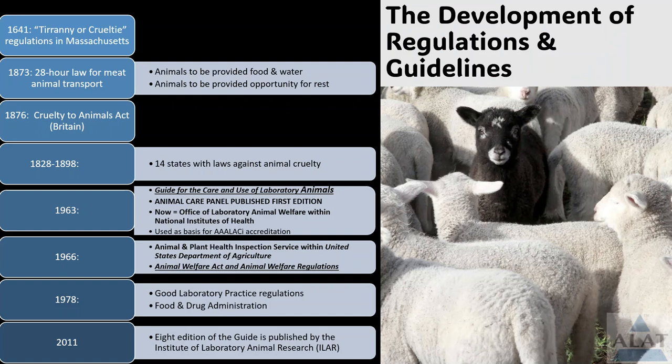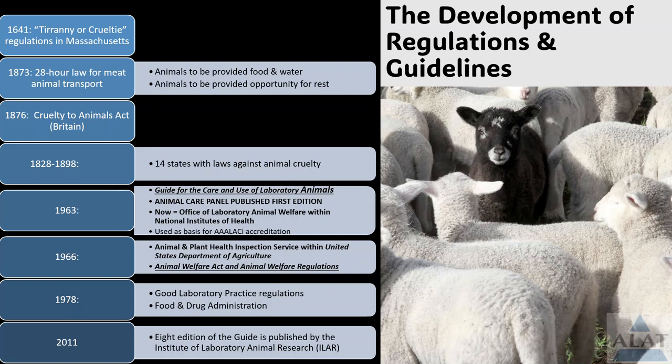The fight against animal cruelty has a long history. 1641, in Puritan Massachusetts, animal cruelty regulations were enacted, demonstrating early concern for animal welfare. 1828 to 1898, a wave of animal cruelty laws swept across the United States, with 14 states passing legislation. 1873, the U.S. Congress passed the 28-Hour Law, requiring rest and care for animals during transport. 1876, the Cruelty to Animals Act was passed in Britain, placing limits on animal experimentation.